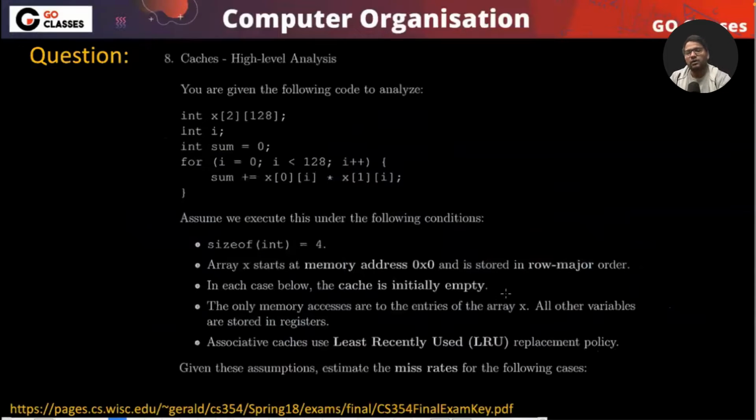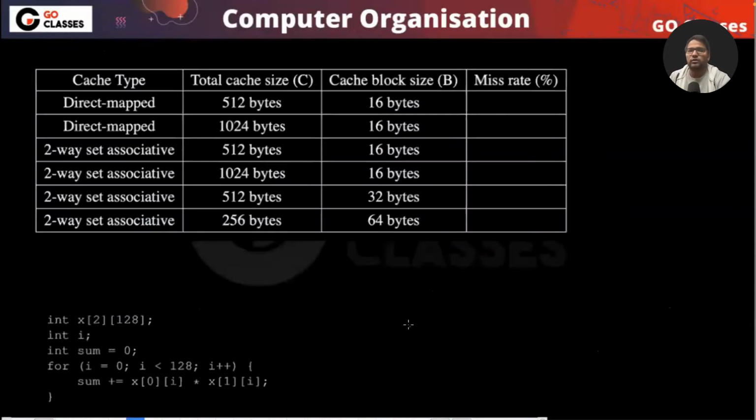Okay. Now let's see this question. What they're saying is that this address is starting from 0 and you are using LRU and so on. So let's see how to solve this question. This has 1, 2, 3, 4, 5, 6 parts.